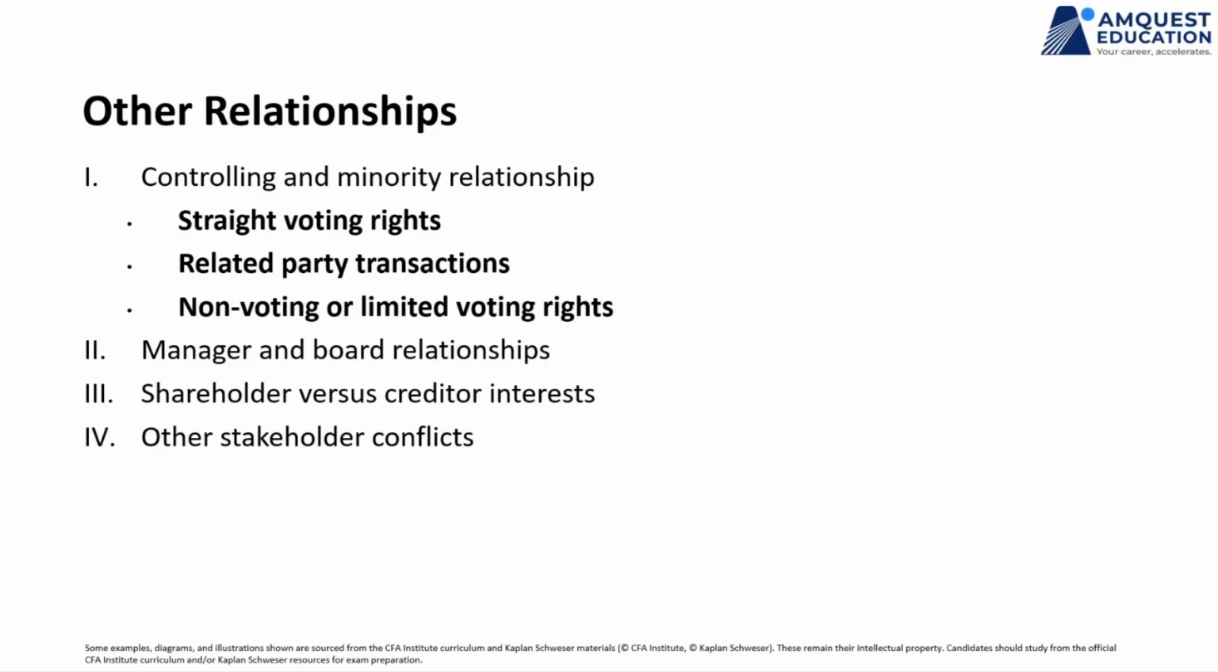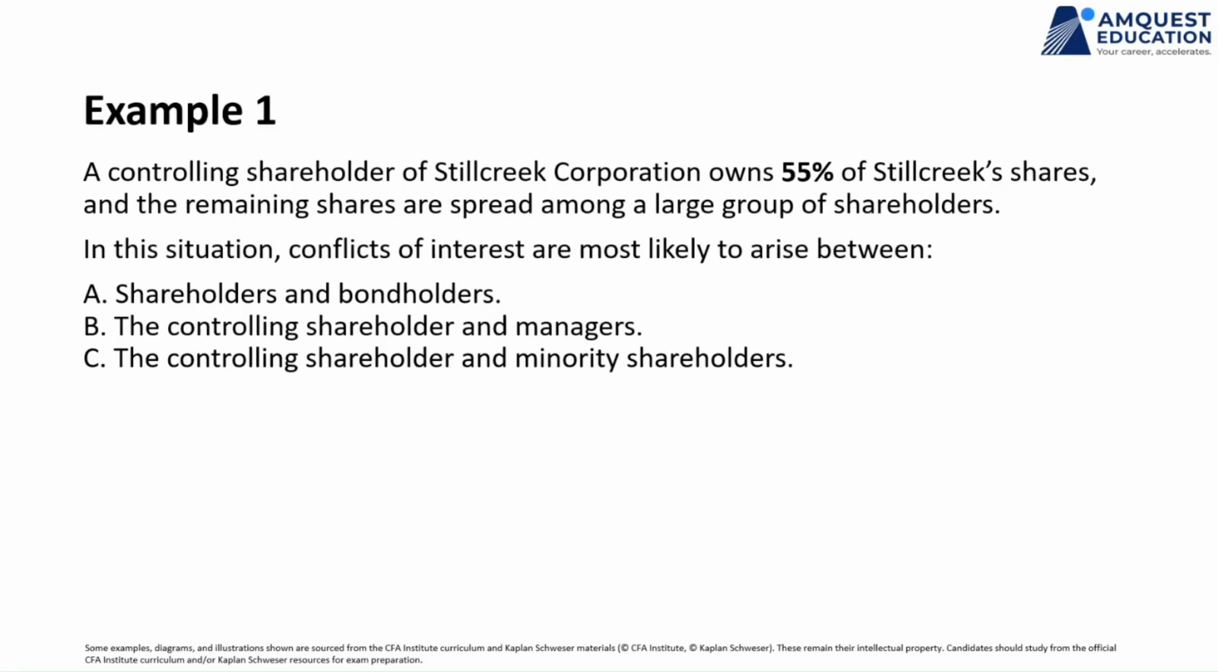However, the minority shareholder does have certain rights. These rights may include voting rights. So you could see how voting rights help. There could be related party transactions that can be a warning sign for certain people. Or there could be non-voting or limited voting rights. Those are also available in certain categories of shares. You have limited voting rights or no voting rights. Then there are manager and board relationships, which have to be studied, and shareholder versus creditor interest has to be managed. Let's talk about each one of them.